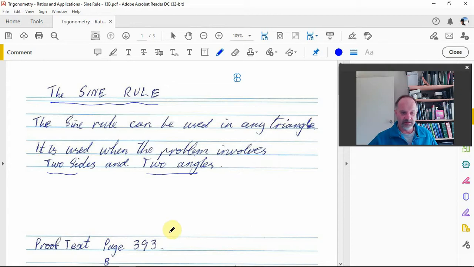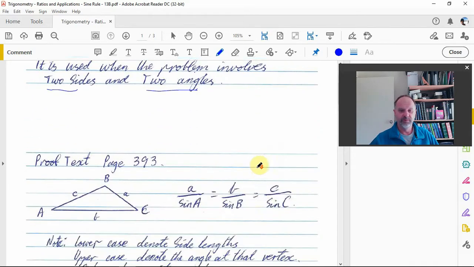Now, down the bottom here, in your textbook, and we're talking about the Cambridge textbook here, page 393 has a proof or a derivation, whichever you prefer to use, of the sine rule.